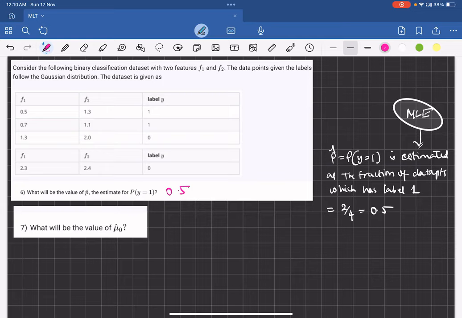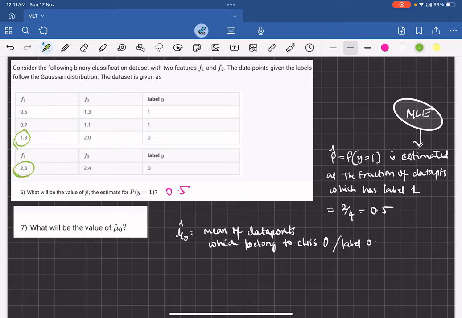Okay. The next question says what will be the value of mu naught hat? So how is mu naught hat estimated? Mu naught hat is the mean of the data points which belong to class 0, or label 0. So which are the data points? We have 1.3 and 2.3, right? If you take the average, you'll get 3.6 divided by 2, which is 1.8.